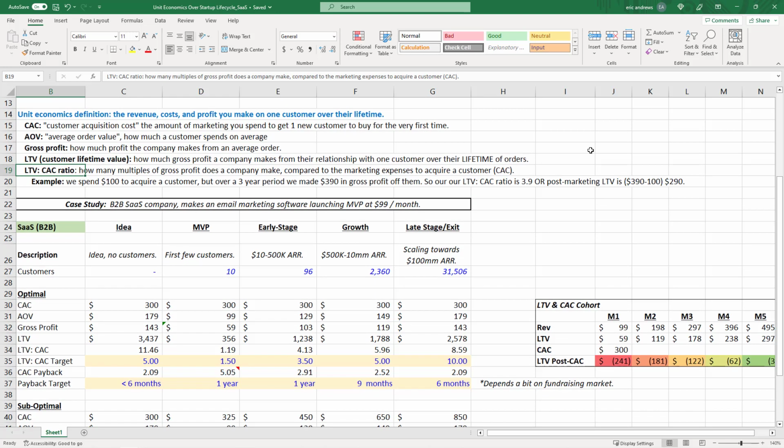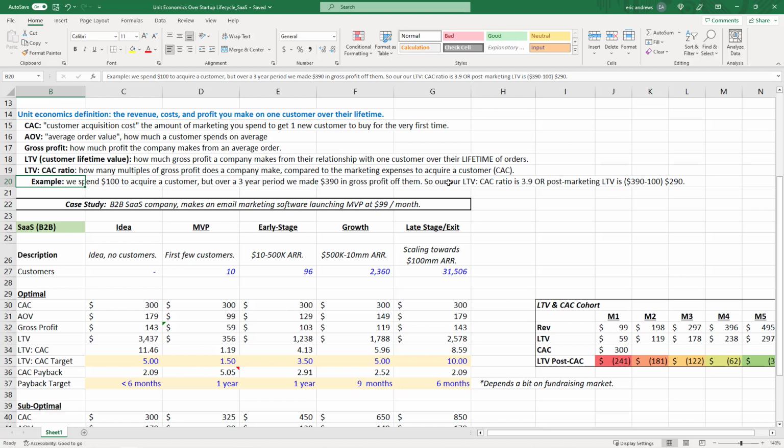So the ratio that we really need to think about when we're thinking about unit economics and we're thinking about SaaS is the CAC to LTV ratio. This is how many multiples of gross profit does a company make compared to the marketing expenses to acquire one customer. So let me just explain that through an example so that it makes sense. So let's say we spend $100 on average to acquire one new customer. But then over a 3-year period, the average customer is an active customer of ours for 3 years. So we spend $100, and then over the next 3 years, we end up making $390 of gross profit from all of their orders throughout that 3-year period.